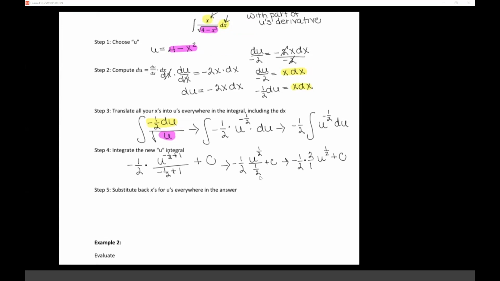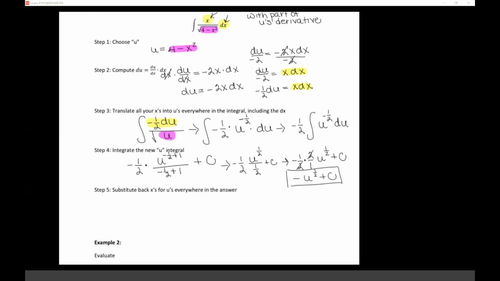Okay, again, this is just arithmetic. This is not even algebra. Dividing by a number is the same as multiplying by the reciprocal. You can see these cancel out, and my integral is -u to the 1/2 plus c. So here's my final antiderivative.